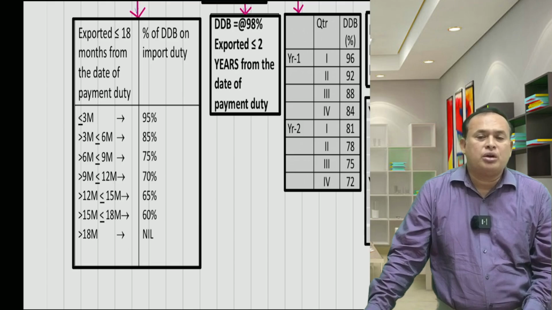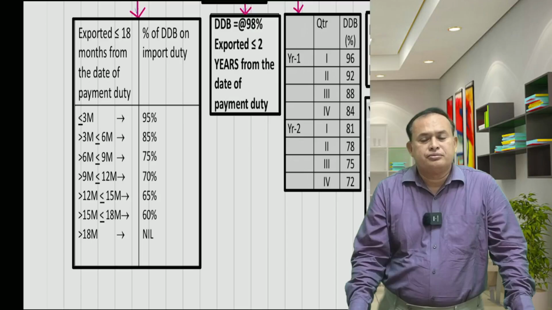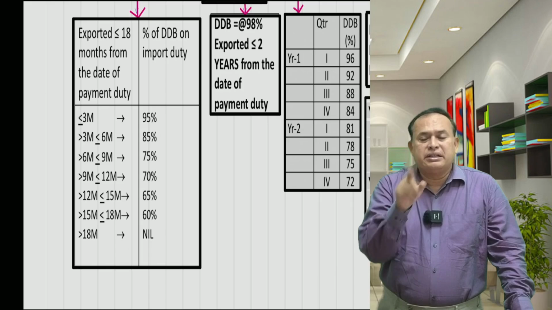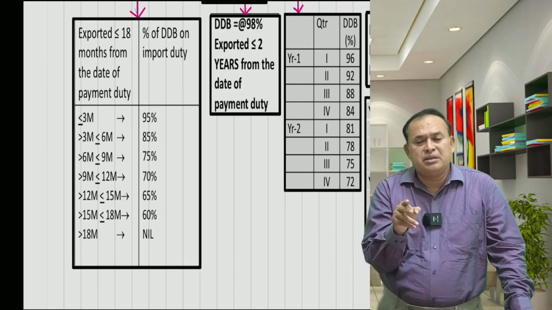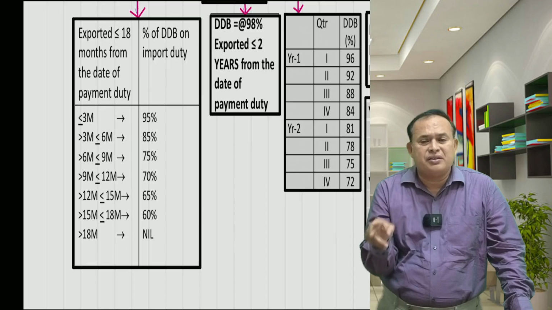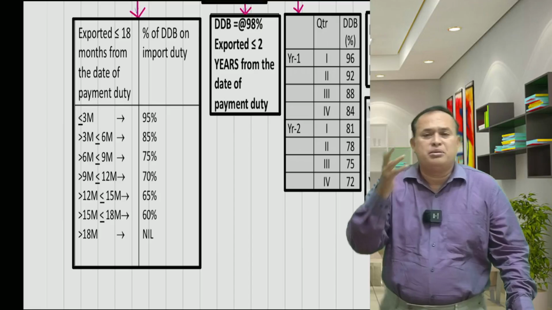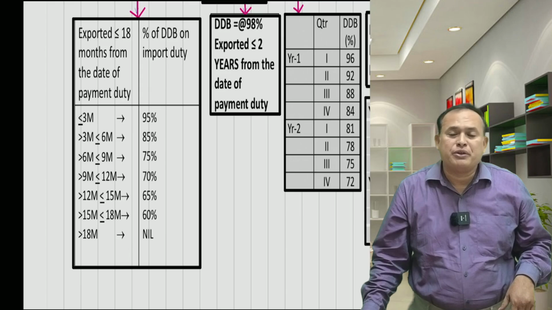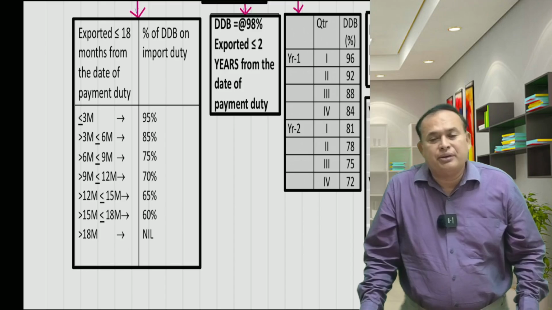In that manner, you have to adopt this. By heart it is difficult. Every 3 months, a reduction. First 3 months, 95. Thereafter, 3 months, 85. Thereafter, 75. Thereafter, 70, 65, 60. Each 3 months. After expiry of 18 months from the date of payment of import duty, if I want to export back after use, duty drawback is not allowed.